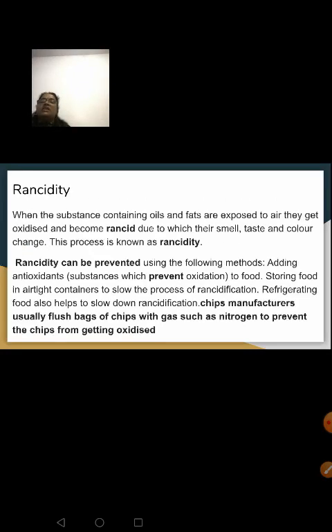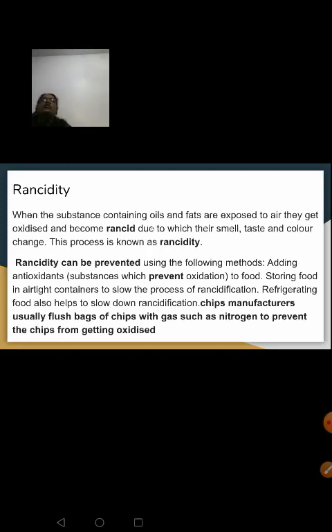Okay, next is rancidity. Please pay attention. When substances containing oils and fats are exposed to air, they get oxidized and become rancid, due to which their smell, taste and color change. This process is what is known as rancidity. You must have seen biscuits or any crunchy items that you buy, and if you leave them open, they become soggy. They lose their crispiness because they are undergoing oxidation.